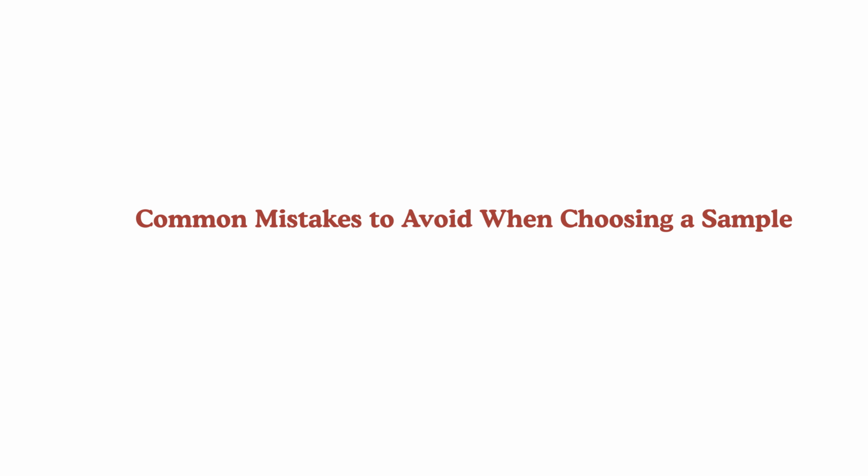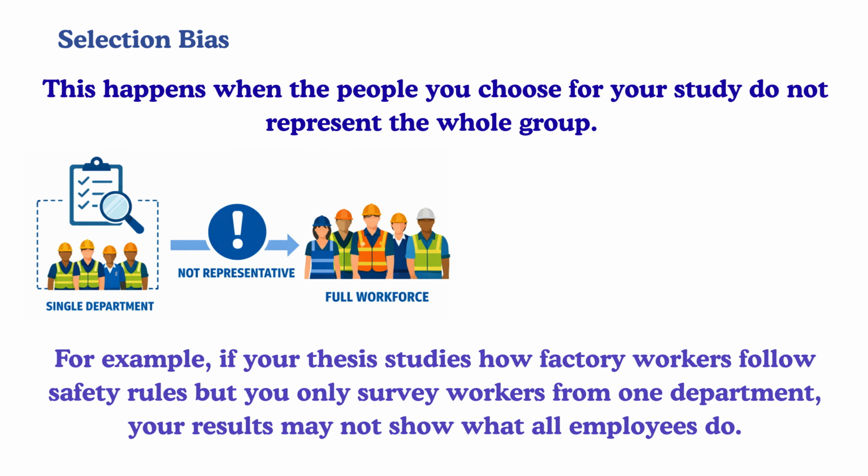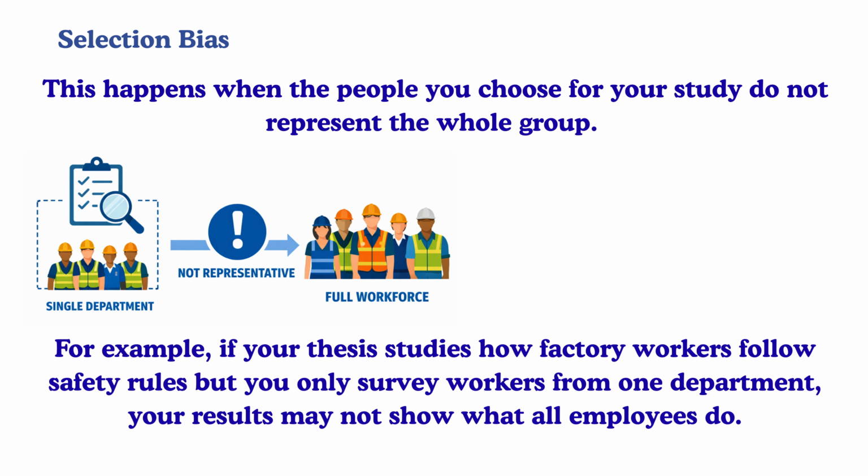Common mistakes to avoid when choosing a sample. Selection bias. This happens when the people you choose for your study do not represent the whole group. For example, if your thesis studies how factory workers follow safety rules but you only survey workers from one department, your results may not show what all employees do.